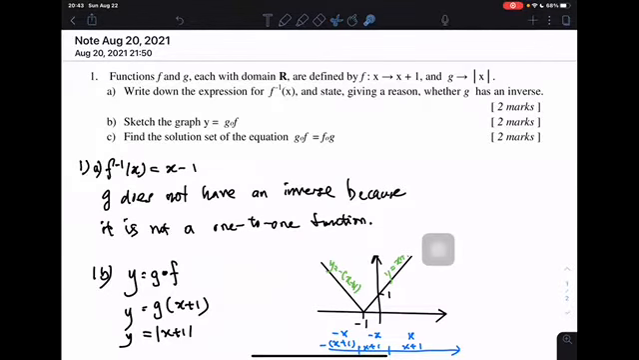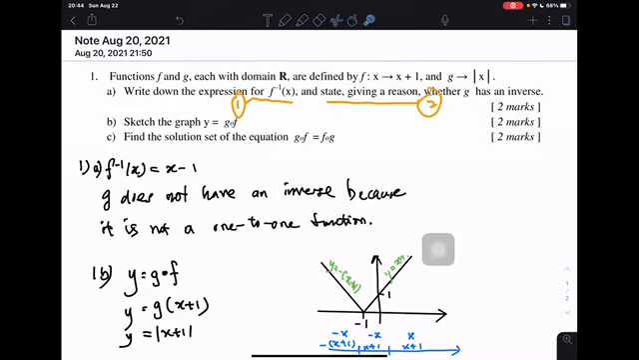So the question gives functions f and g, each with domain the real numbers, defined by such and such. We have f of x and g of x. Both are very simple graphs. For task A, you are to write down the expression for f inverse. This is one task, and you have to state, giving a reason, whether g has an inverse. That is two tasks, and you'll have 2 marks.